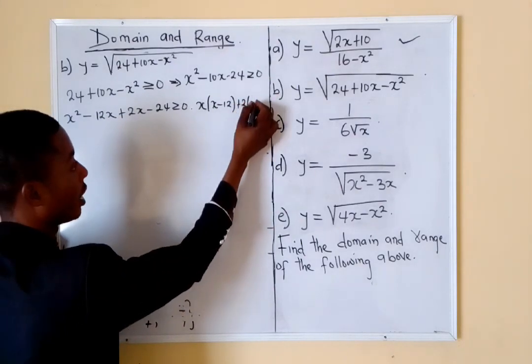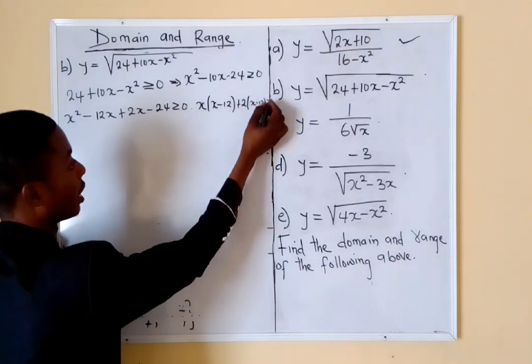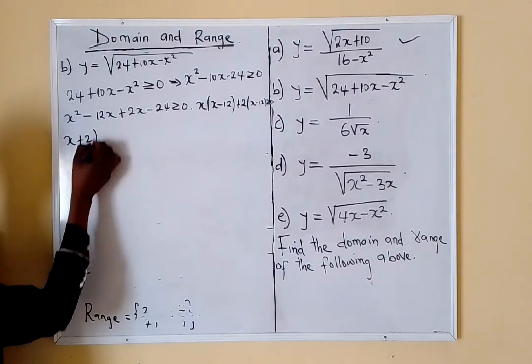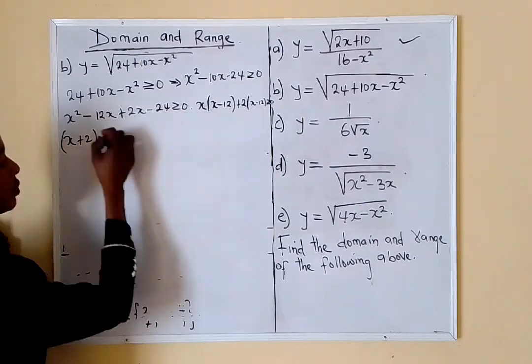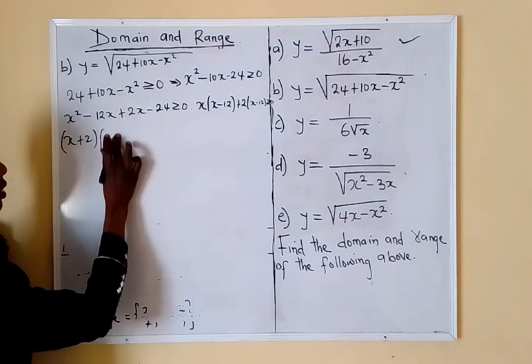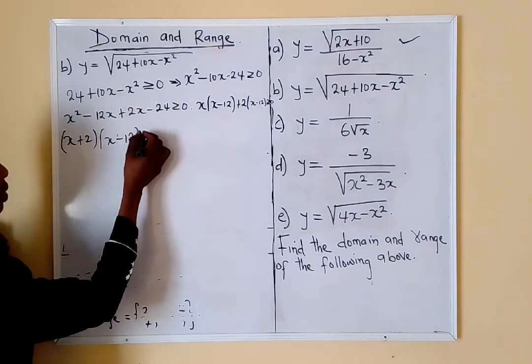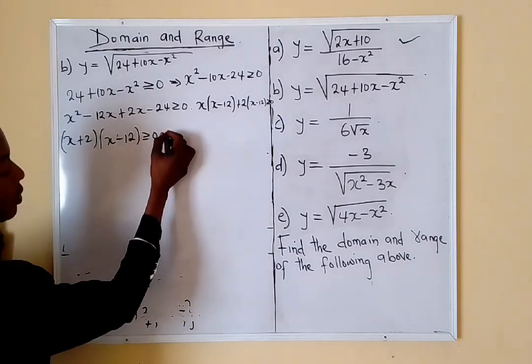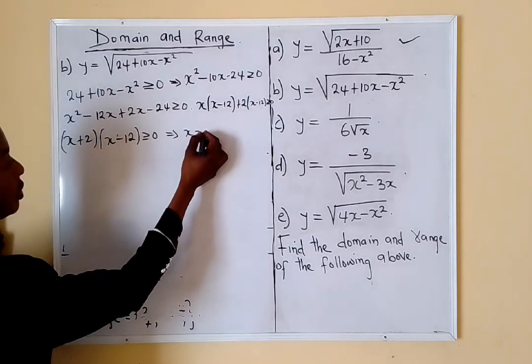I think from here, our values for x will be either minus 2 or positive 12, or you can just say 12. The sign here actually doesn't matter for now. The sign here is to help us to get the range and the domain after solving using your sign chart. So that's why I just use equal to.